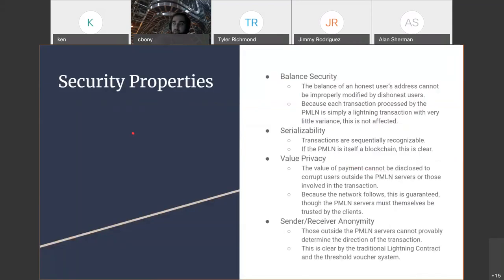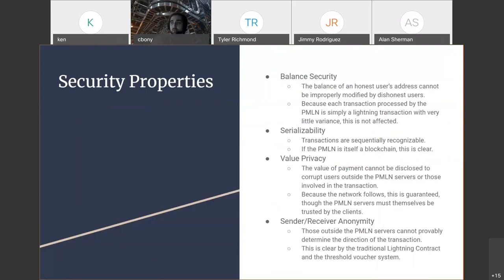What security properties does this have? Well, it has basically all of the same security properties as Lightning Networks, in that it has balanced security, serializability, value privacy, and sender receiver anonymity. However, these properties are only maintained between members and the PMLN they trust.